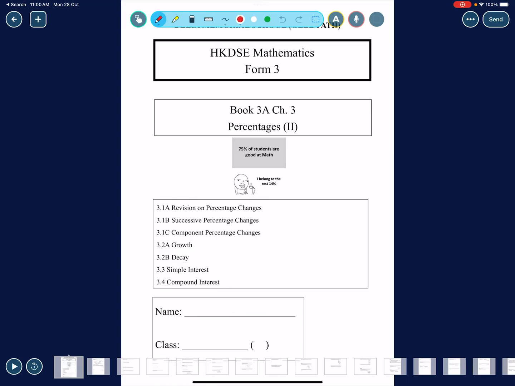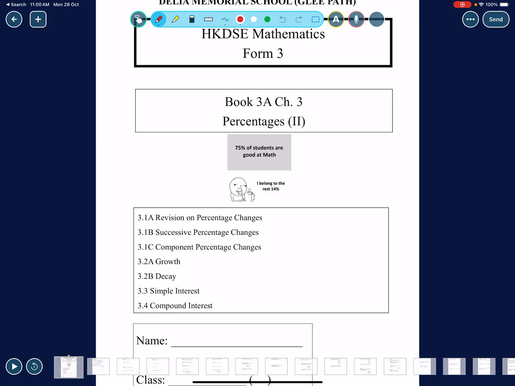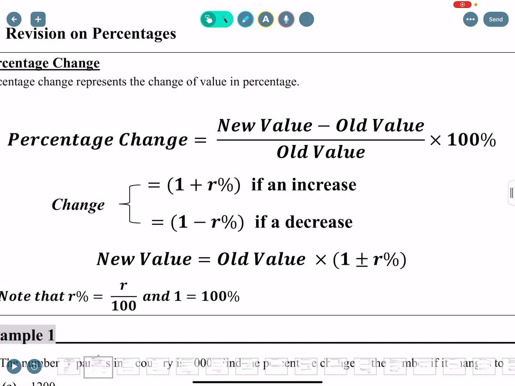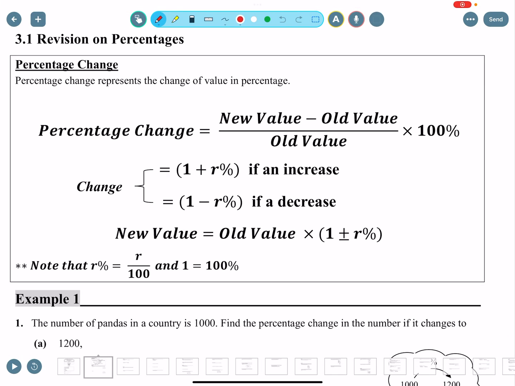Hi, this is a video on basic percentages. I think you will relearn how to do percentage change and how to find the new value of something. So there are two main equations you're going to use. The first one is percentage change. Percentage change is always new minus old divided by old times 100%.